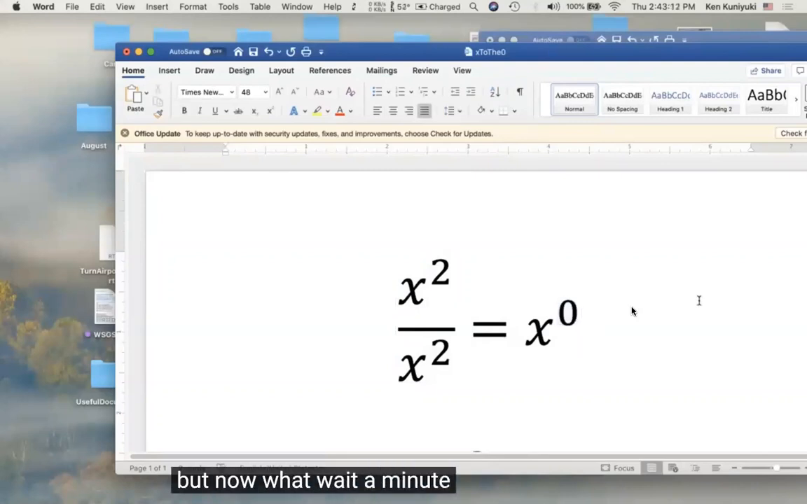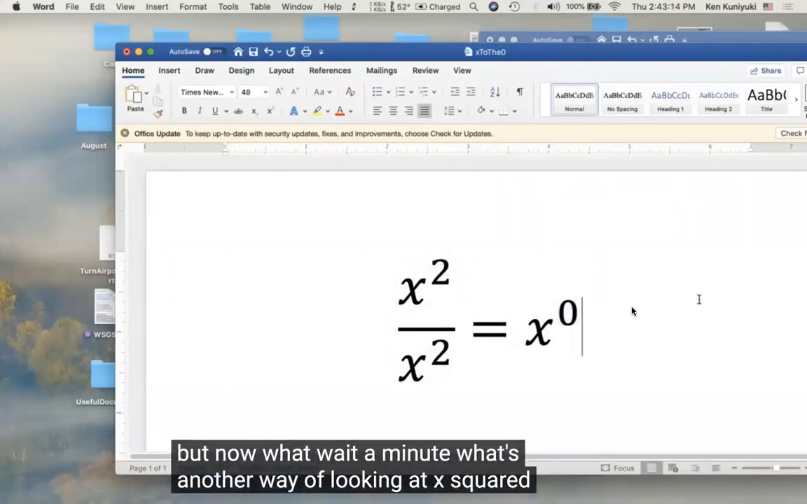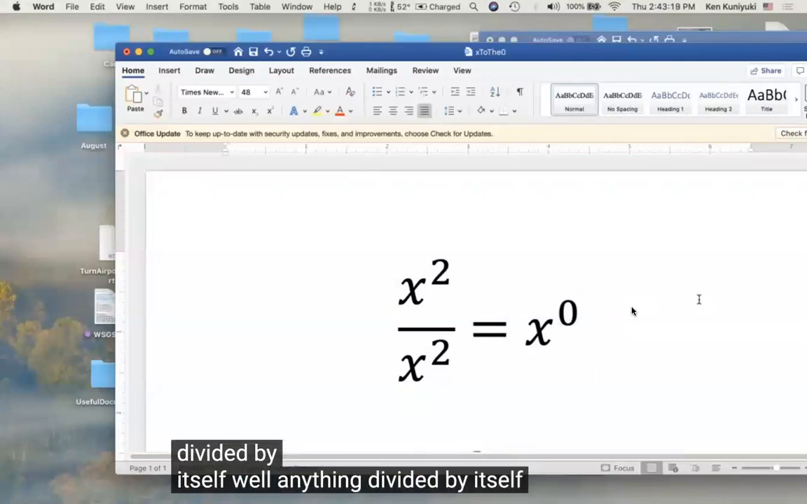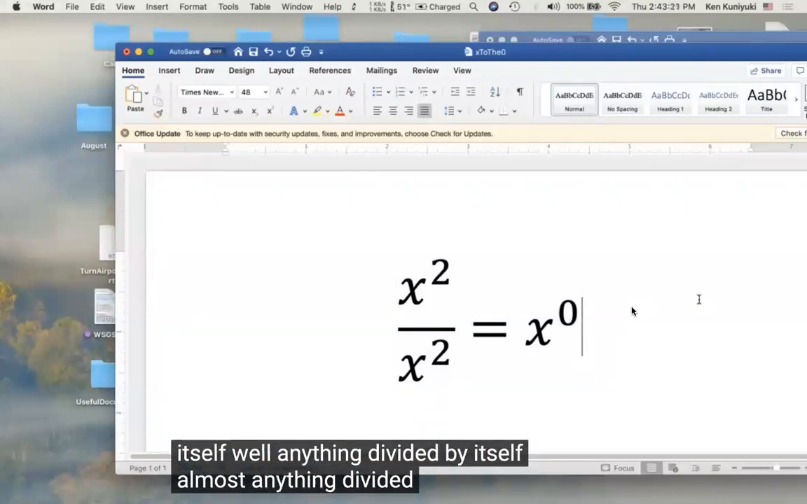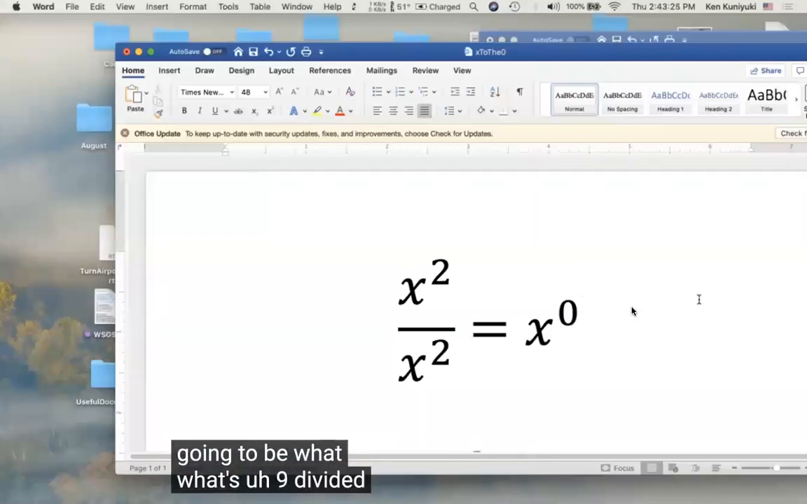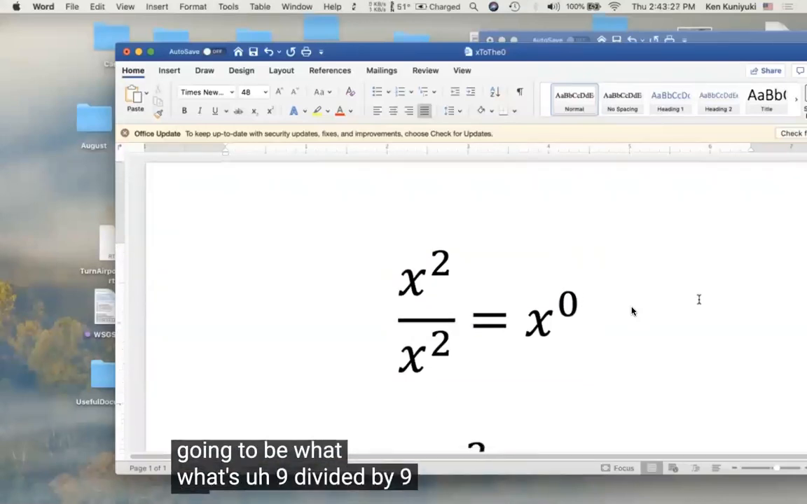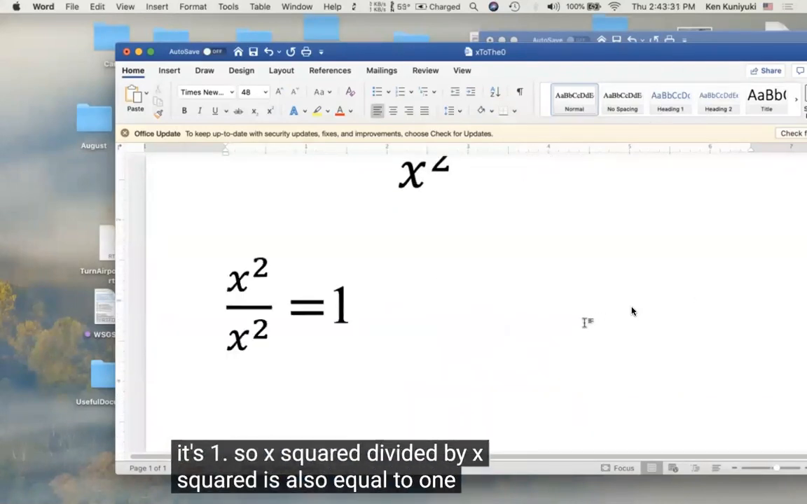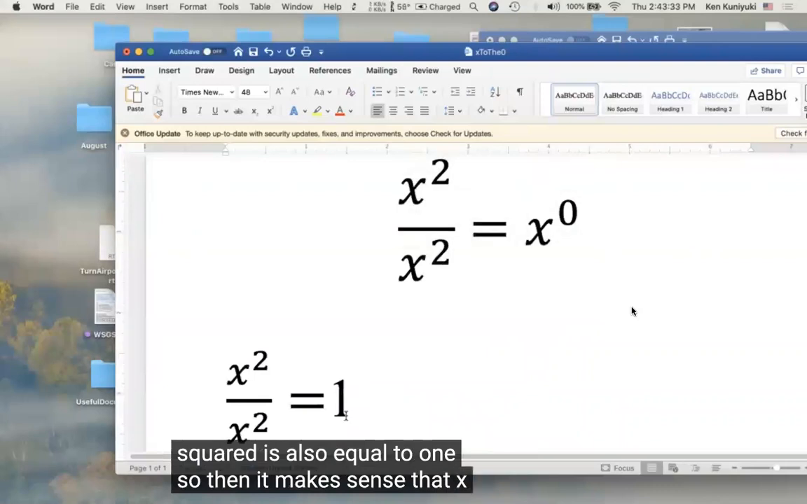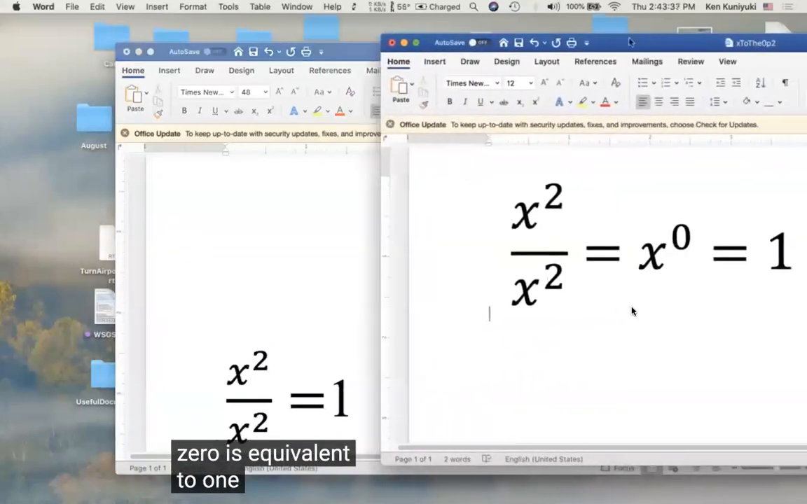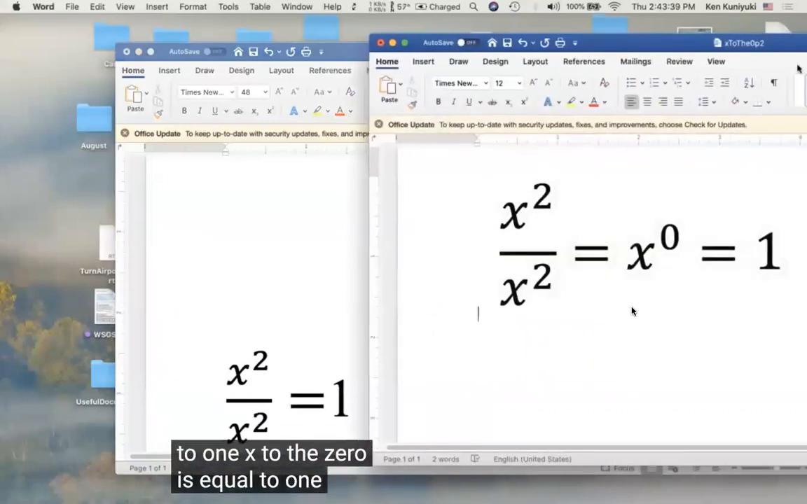But now, wait a minute. What's another way of looking at x squared divided by itself? Well, anything divided by itself, almost, anything divided by itself is going to be what? What's 9 divided by 9? It's 1. So x squared divided by x squared is also equal to 1. So then it makes sense that x to the 0 is equivalent to 1. X to the 0 is equal to 1.